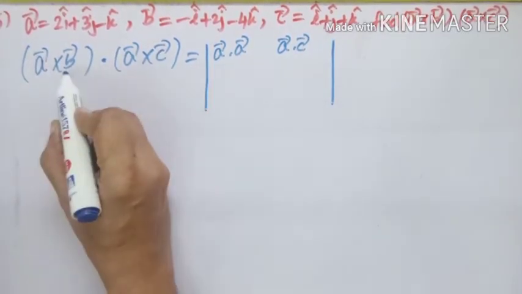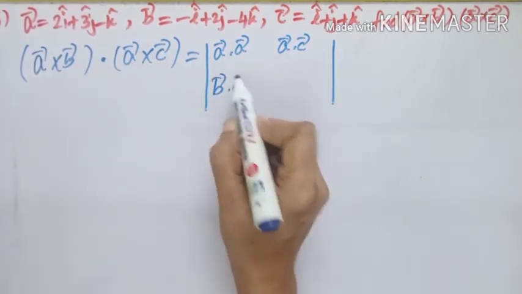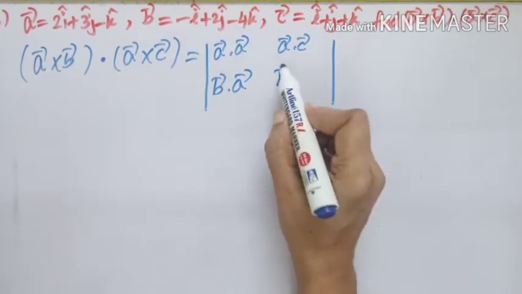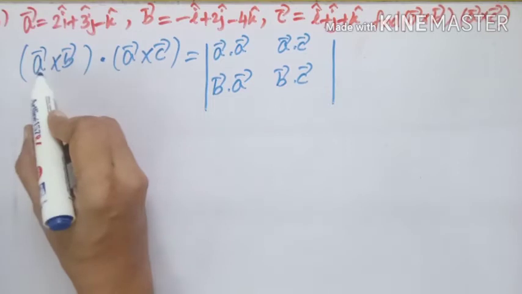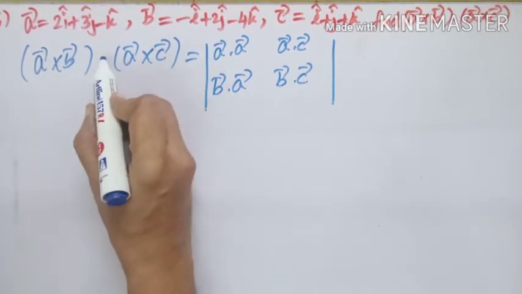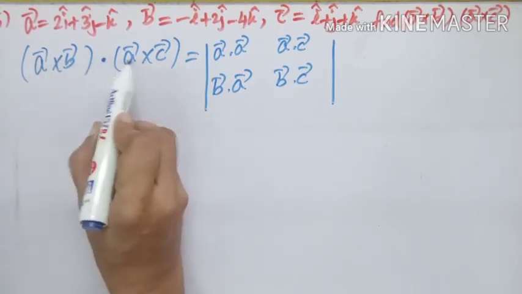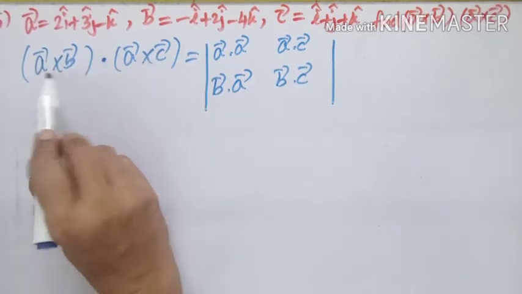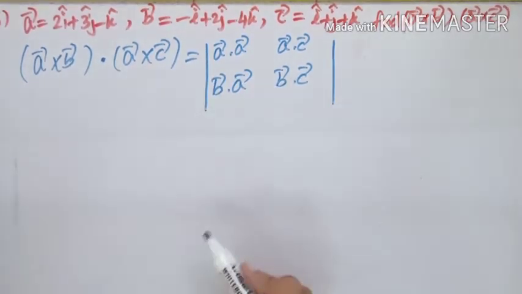Second row will be the second element here. B dot A, B dot C. So this is another formula when you have cross in the bracket and dot in the middle. This is the scalar product of 4 vectors. One method: find the cross separately and then dot. This is another equivalent formula.